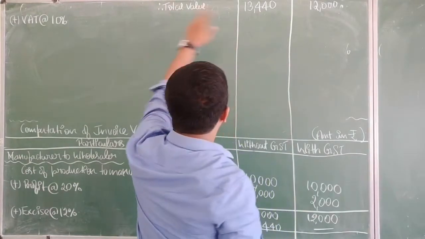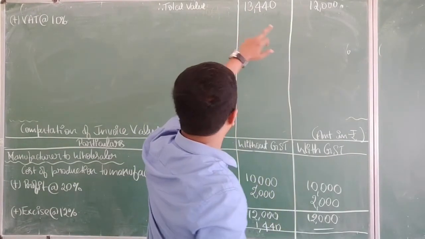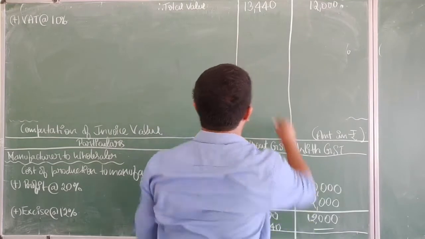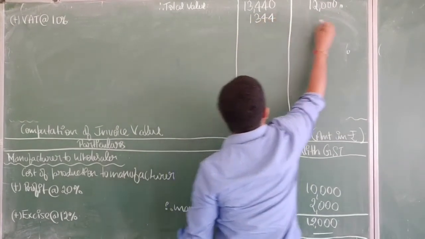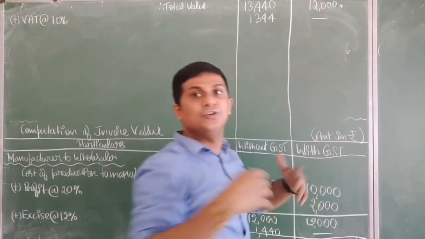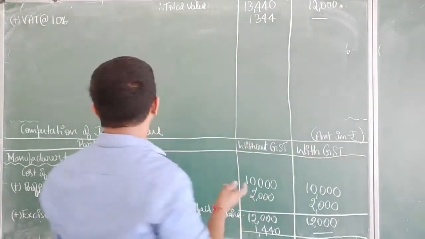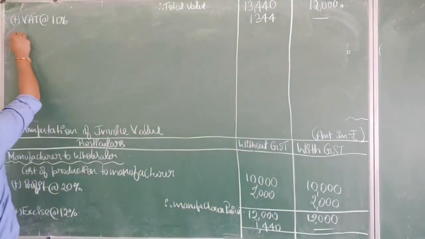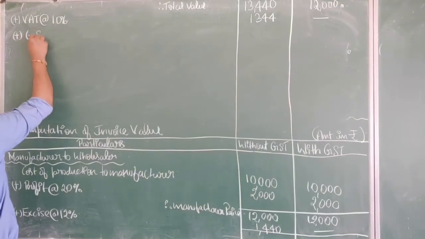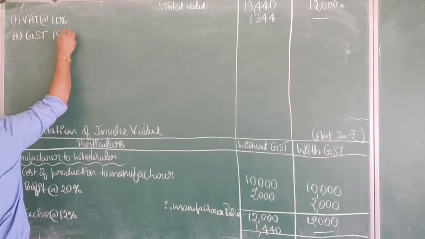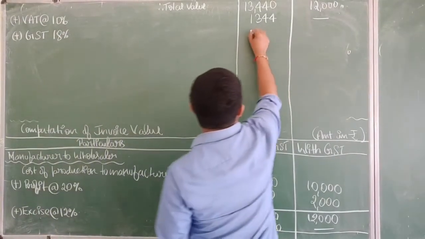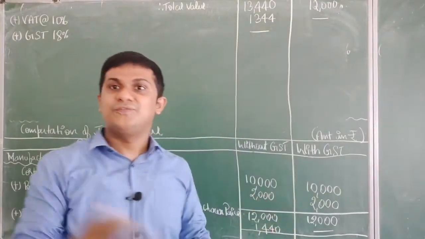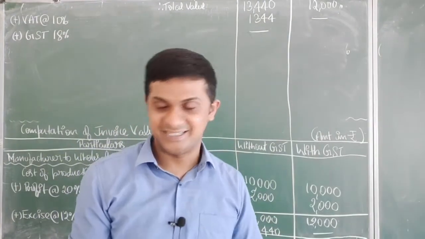So on 13,440, 10% VAT, that will be equal to 1,344. In the GST period, no VAT, we have to charge GST. So next I will charge GST. So add GST. This is only for the GST period. GST they have given in the question as 18%. Let me take that. So here no GST because before the introduction of GST there was no GST.